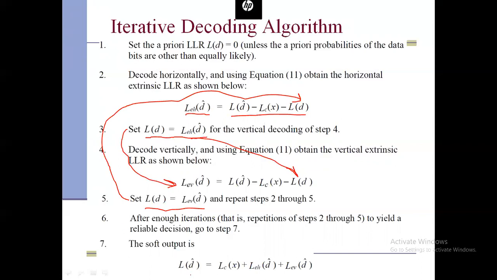In this way, we keep on iterating, and every time the estimated value of L of D is the channel value of X plus the extrinsic horizontal and extrinsic vertical ratios of the estimated data. Okay?